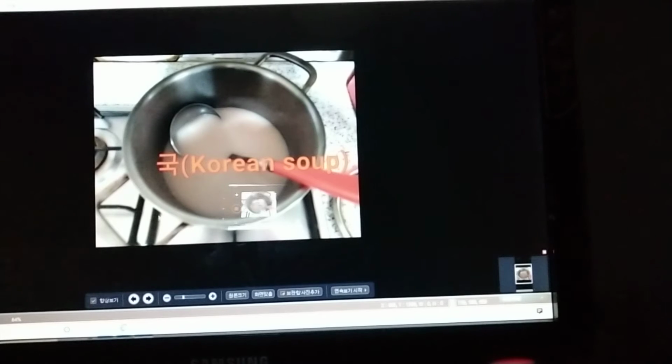This is guk. Guk means Korean style soup. Korean style soup is very different from USA or Western countries soup. We have our own style soup. Next one.